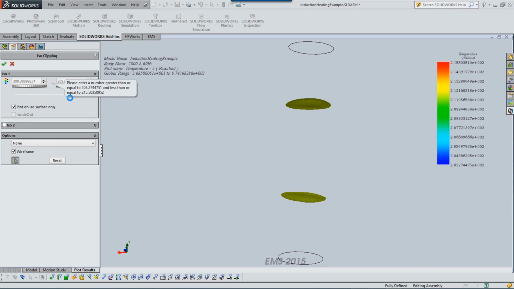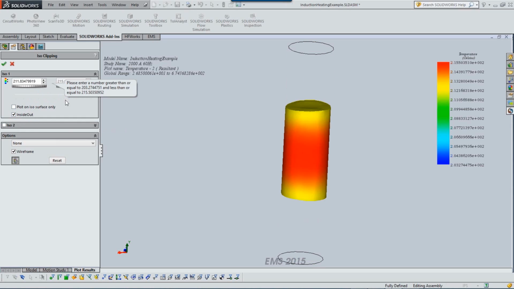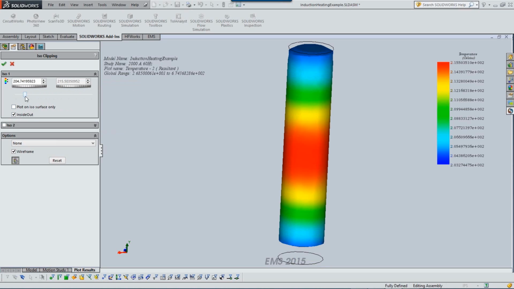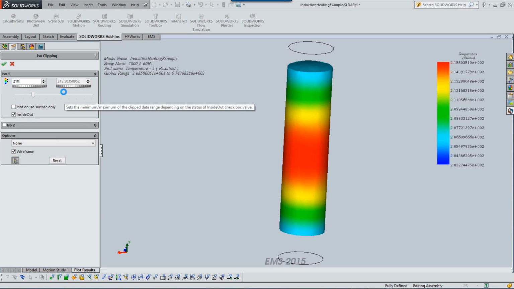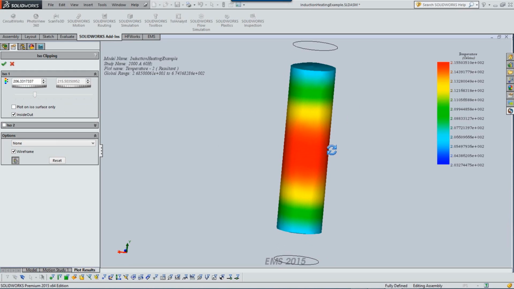I can go ahead, reduce, increase, and so on. Okay. So an isoplot basically helps you to understand areas above or below a particular value. Okay. So here the minimum was 203. So if I want to find out all areas above 210 degrees Celsius, I just set the value to 210, and this much of my component, or the bar, is above 210.